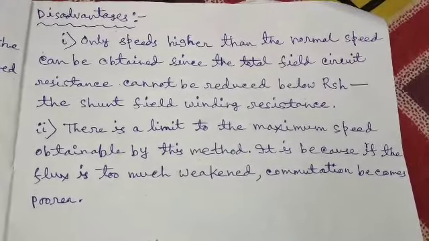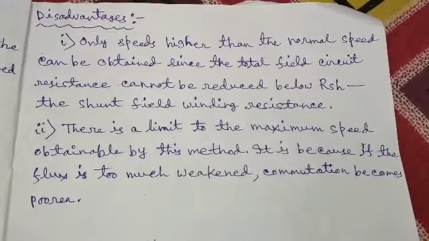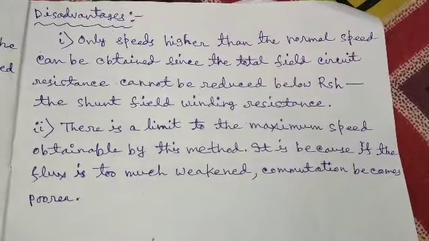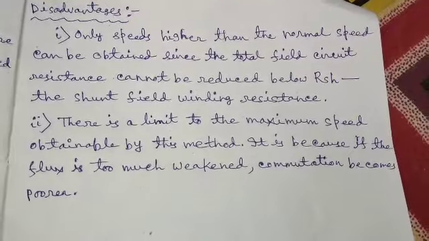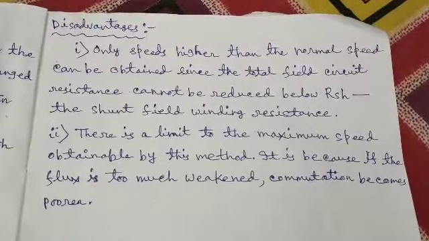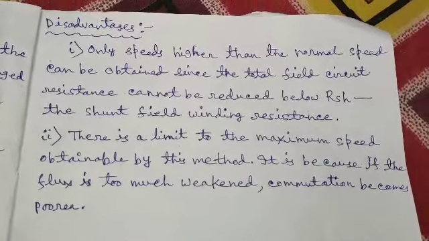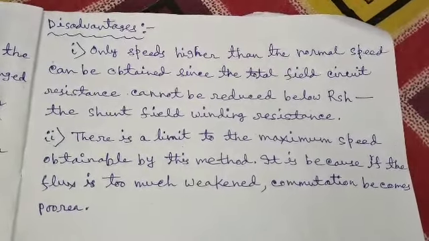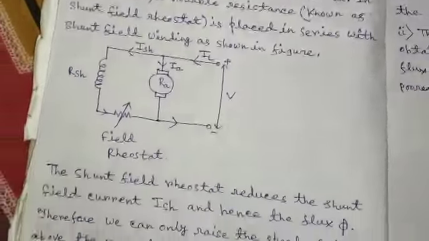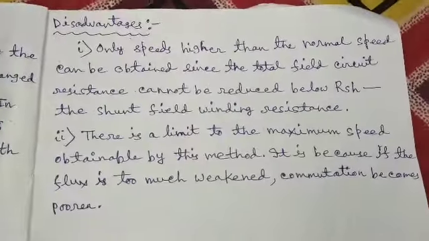Number 2, there is a limit to the maximum speed obtainable by this method, because if the flux is too much weakened, commutation becomes poor. Commutation becomes poor because if the flux decreases too much and becomes low, commutation will be poor. These are the two disadvantages. So this is the total funda of the flux control method, its advantages and disadvantages.